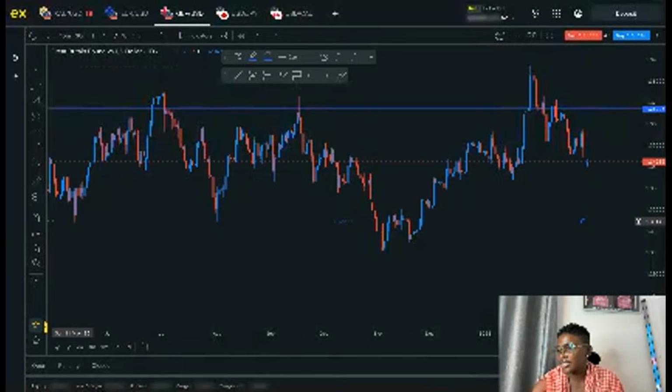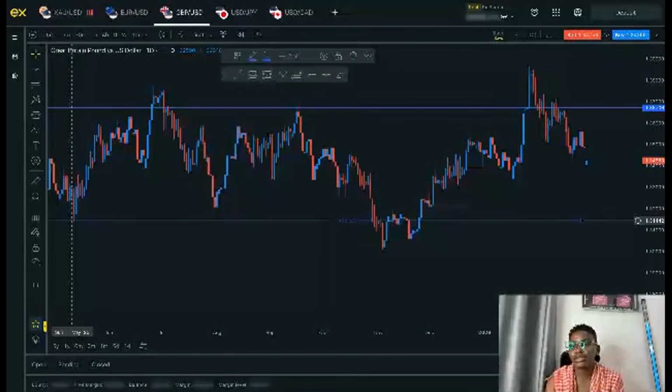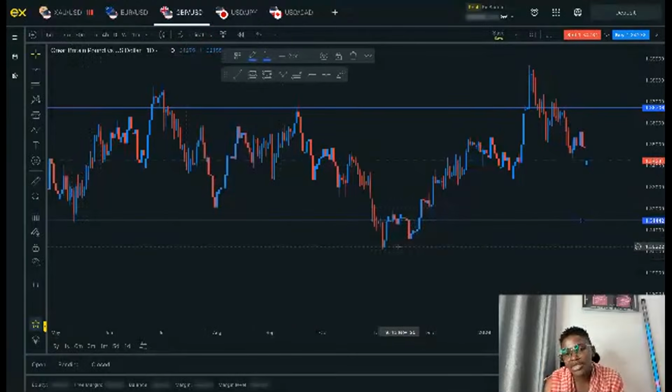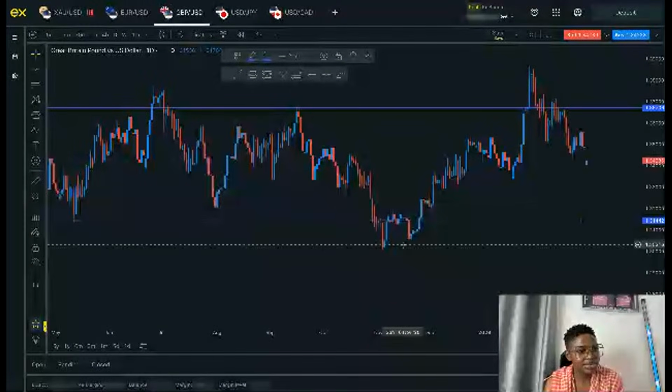Yes, GBP is faster than Euro USD, but Euro USD is calmer. Yeah, Euro USD is calm. Like it's a nice pair. Trading currency pairs is really nice.